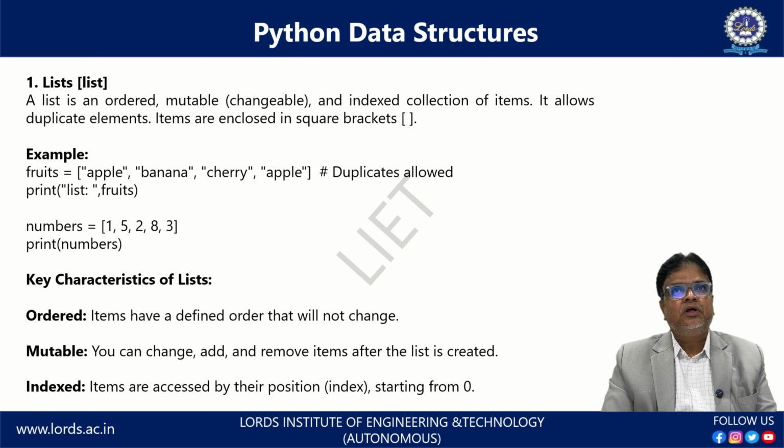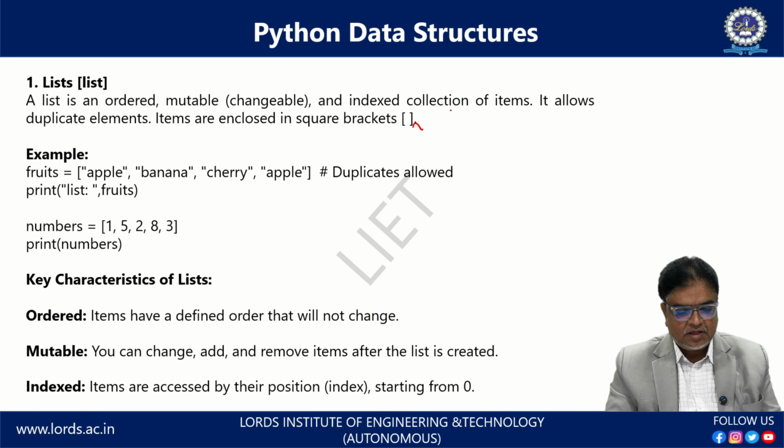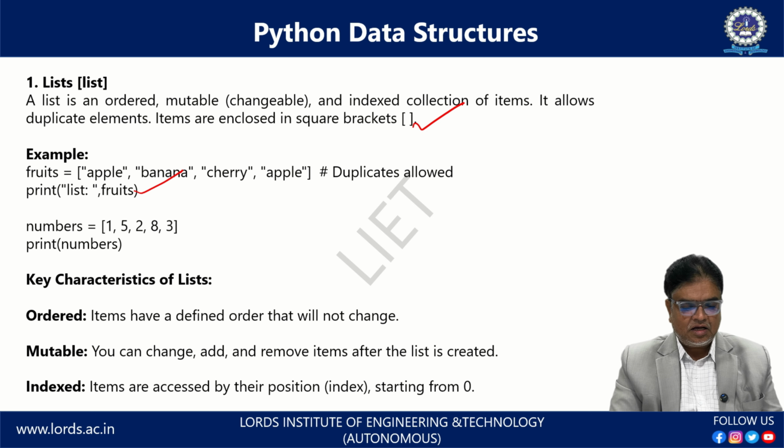The first built-in data structure of Python is the list. A list is an ordered, mutable, and indexed collection of items. It allows duplicate elements. Items are enclosed in square brackets. I have defined one list here by the name fruits, which has different fruit names: apple, banana, cherry, and apple is repeated. So a list allows duplicates. Then we can print the list in this way. We can also have a different type of list. In the second example, you can see a list with numbers, and we can print those numbers. The practical implementation of this we'll see later in the video.